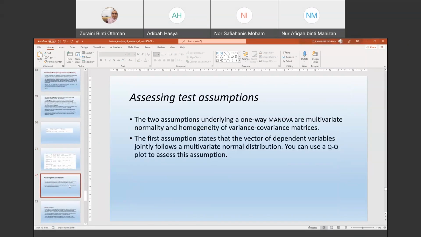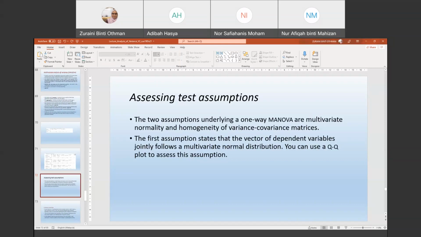And here we want to assess test assumption. Okay, the two assumptions underlying a one-way MANOVA are multivariate normality and homogeneity of variance-covariance matrices. Banyaknya terms kat sini kan, normality, homogeneity of variance covariance matrix. Okay, and this is what we want to know, the two assumptions underlying one-way MANOVA, which is first is multivariate normality, assumption yang kita boleh buat, and the second one is homogeneity.